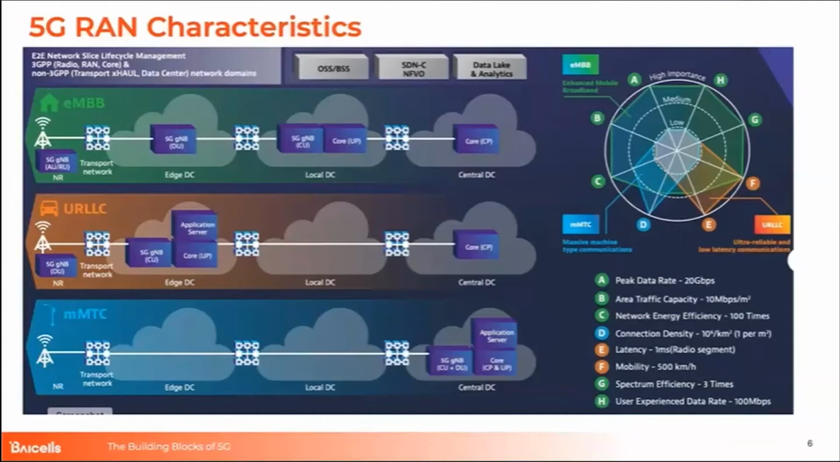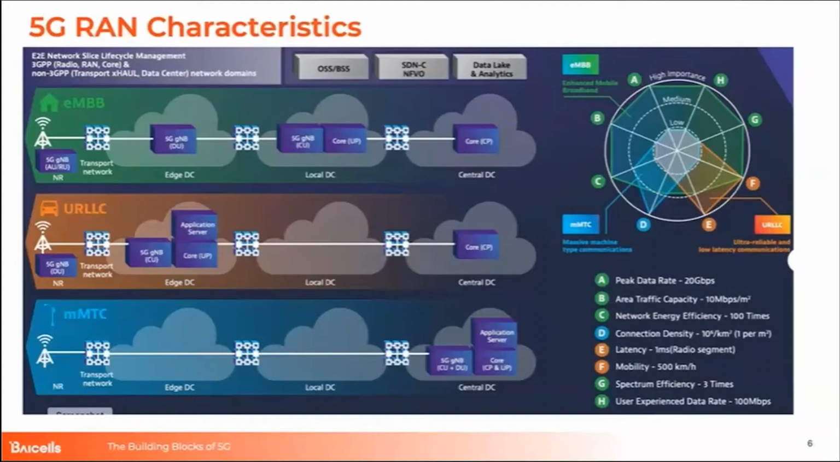this is front haul, and then you have the mid haul between the DU and the CU. The CU hardware and functions would be at the local data center. And then at the central data center, you have the actual core functionality. So these are the main features of the eMBB slice.